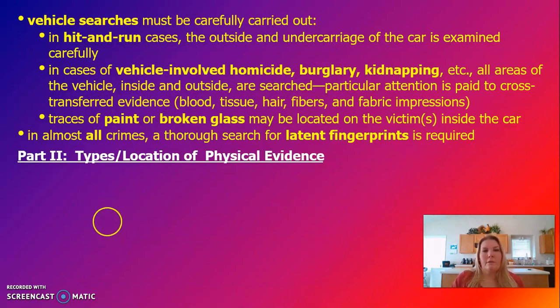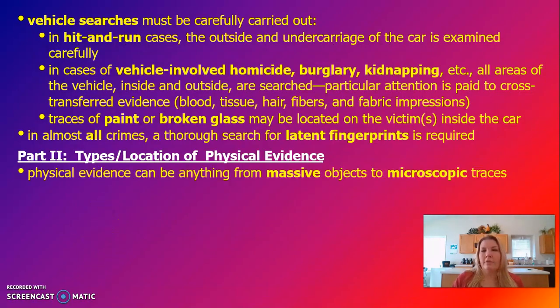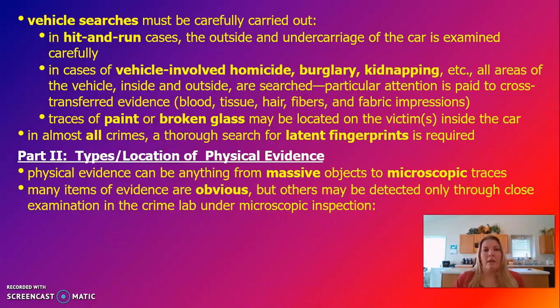Okay. Now, if you're looking for physical evidence, remember that physical evidence can be literally any size. It could be microscopic or it could be huge. Just depends on what type of crime you're dealing with. Some evidence items are very obvious when you're dealing with, let's say, handguns or cigarette packages, or let's say you're looking for a crowbar. Blood spatter is usually pretty obvious.